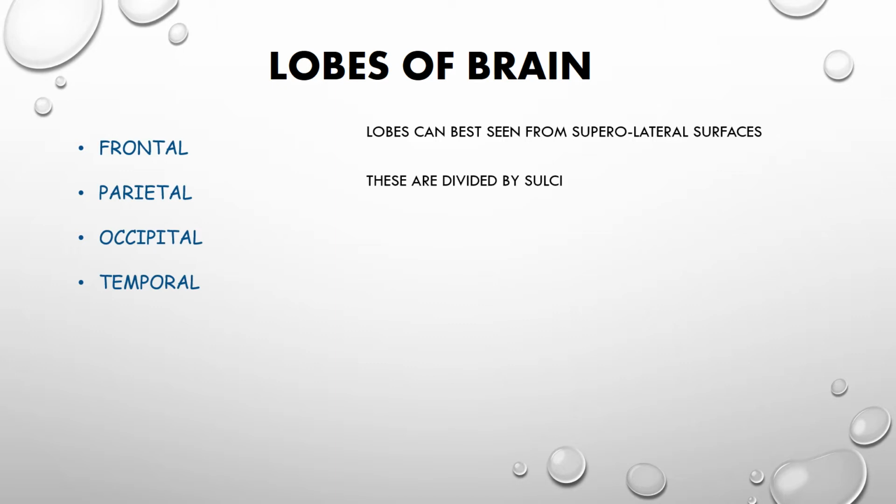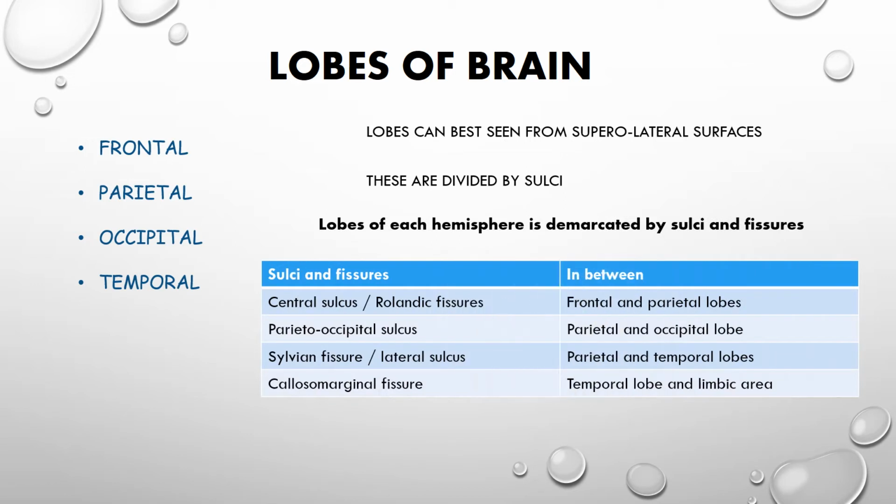So how are these lobes divided? These lobes are divided anatomically by the sulci and fissures. The main sulci and fissures are given in the table. The central sulcus, also called the Rolandic fissure, lies in between the frontal and parietal lobes.